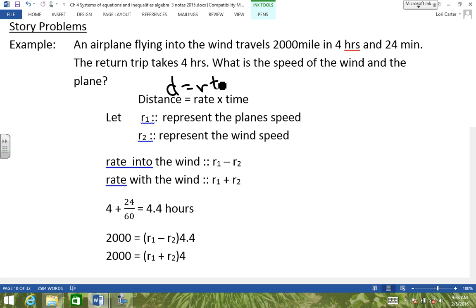Okay, so R1 represents the plane speed, R2 is the wind speed. You have to give them something so you don't talk stuff. So rate 1 is plane, rate 2 is wind. Good? Can we just go like R and W? You could, but she didn't. So I take the plane minus the wind, because I'm going into it, so I'm going slower. Plane plus the wind, so I'm going faster because it's going with me. Everybody understand the minus and the plus?